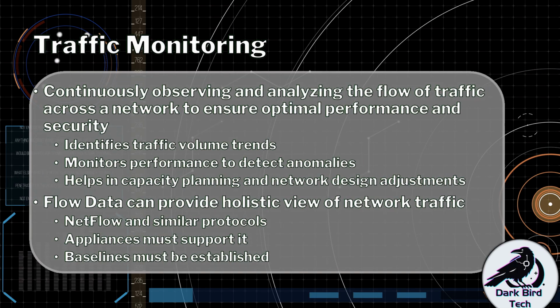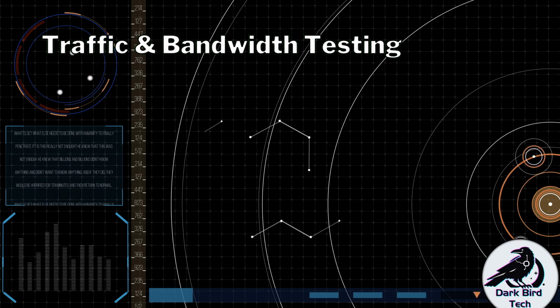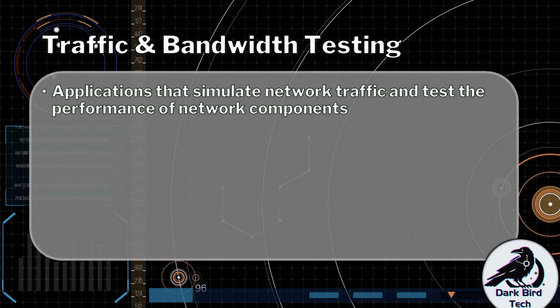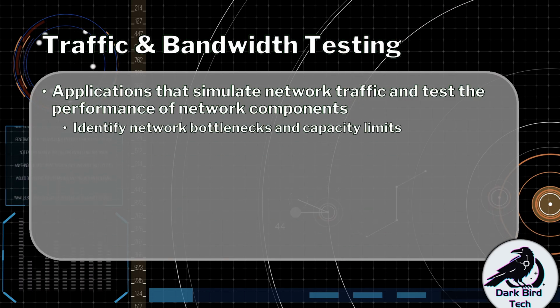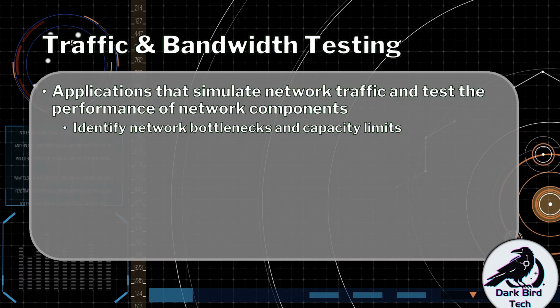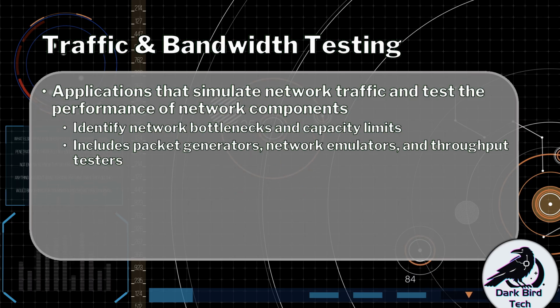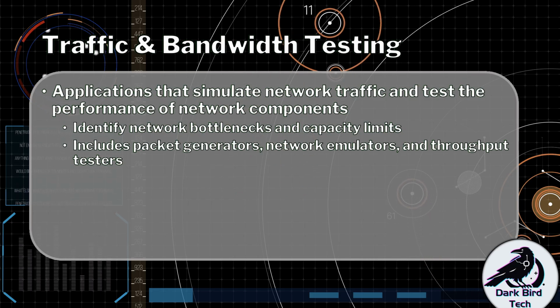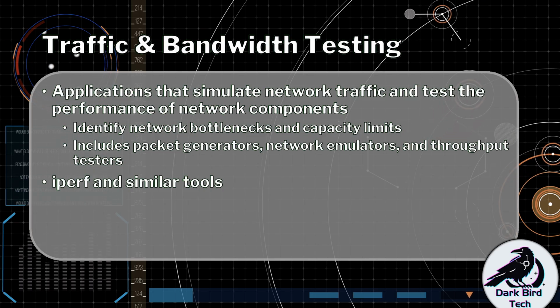Then you'll want to look at doing some traffic and bandwidth testing to see how well your network copes. Now this, you're using applications that simulate network traffic and test the performance of the various network components. And this can help you identify bottlenecks and capacity limits in your network. This type of testing will include packet generators, network emulators, and throughput testers, such as iPerf and other similar tools.